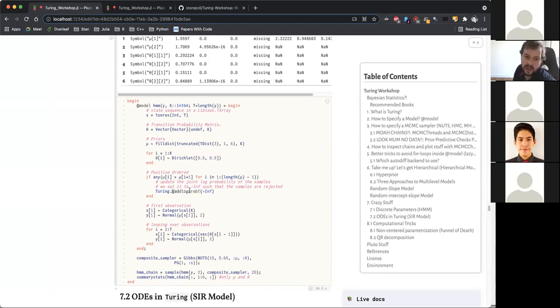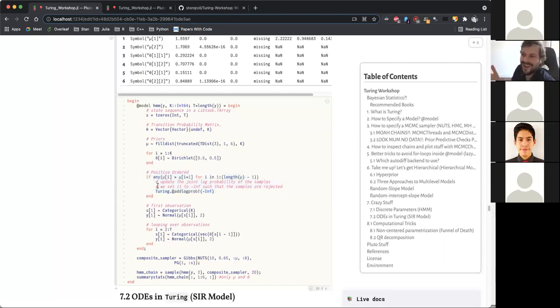I just add minus infinity to the log prob. So Turing will reject the sampling and try another one. This is a very nasty hack. It's not efficient, but it is something you can do. The better way would be to have a bijector, as Thor said.